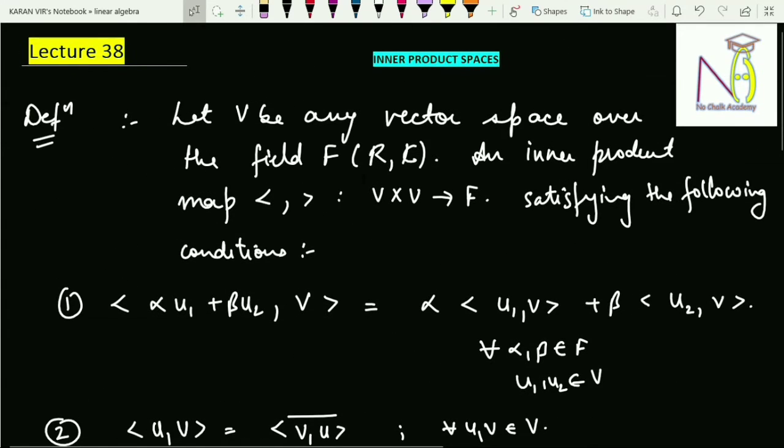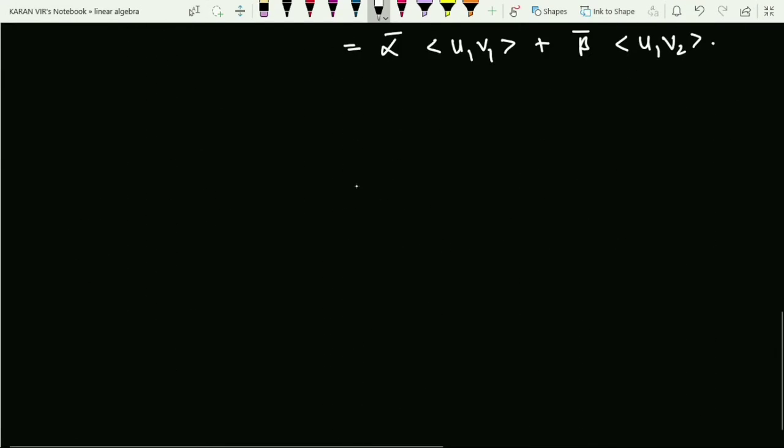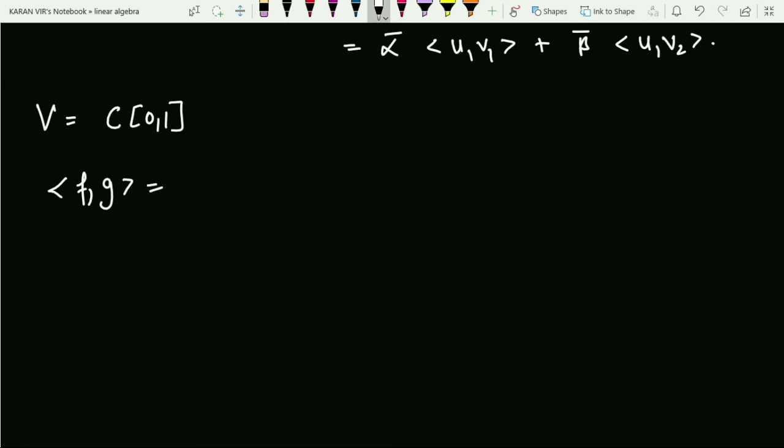Now let us move to some examples of inner product spaces. The first example which I will be considering in today's lecture is that V is the vector space of the set of all complex valued continuous functions on the interval 0 to 1. Now let me define the inner product between any two functions f and g as the integration from 0 to 1 of f times g conjugate with respect to dt. This is also referred to as the standard inner product.